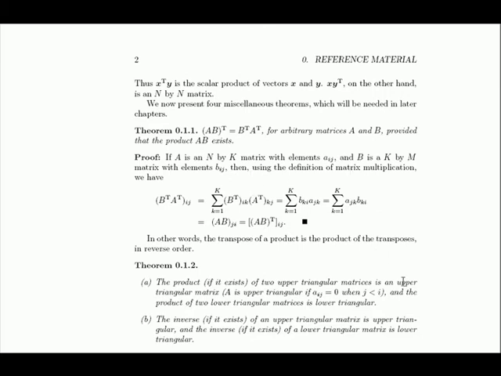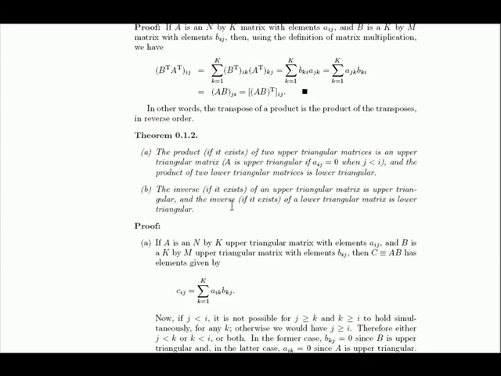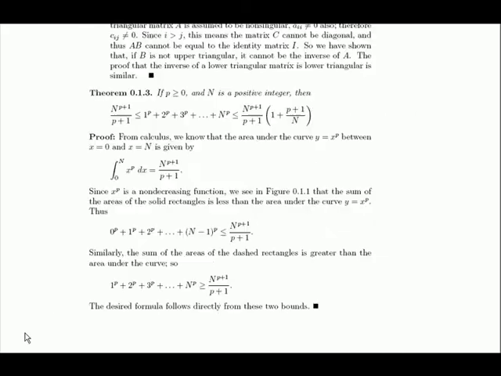A couple of more minor theorems that we'll use in Chapter 1 at least. The product of two upper triangular matrices is upper triangular, and similarly the product of two lower triangular matrices is lower triangular, and also the inverse of an upper triangular matrix, if it exists, is upper triangular. We won't do the proofs in this video, just state the theorems.